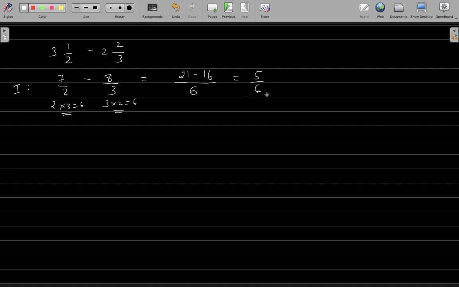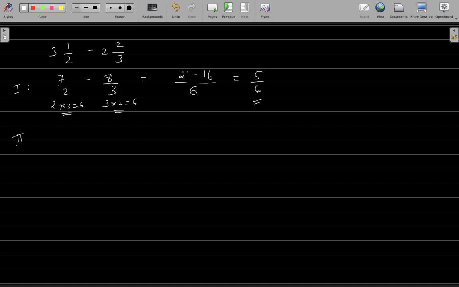Right? Now if you can see here, 5 by 6 is a proper fraction. It is not an improper fraction. Because this is a proper fraction, you cannot write it as a mixed fraction. Right? So your answer to this problem here is 5 by 6.